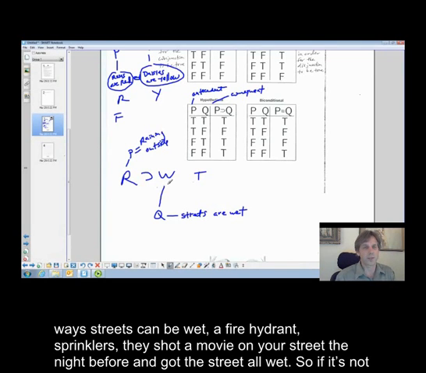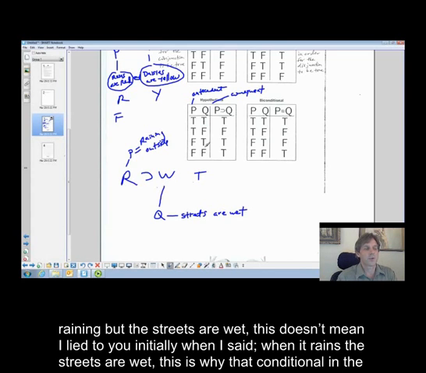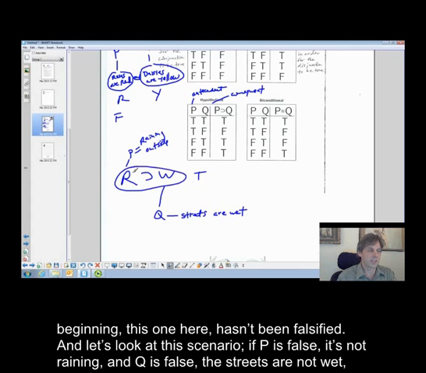A fire hydrant, sprinklers, they shot a movie on your street the night before and got the street all wet. So if it's not raining, but the streets are wet, this doesn't mean I lied to you initially when I said when it rains, the streets are wet. This is why that conditional in the beginning, this one here, hasn't been falsified.